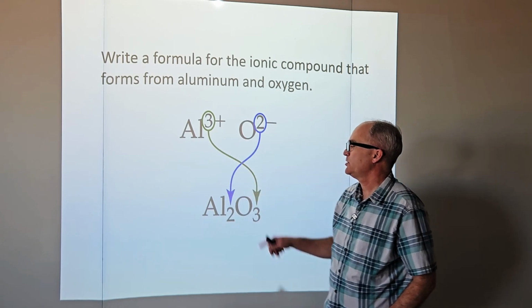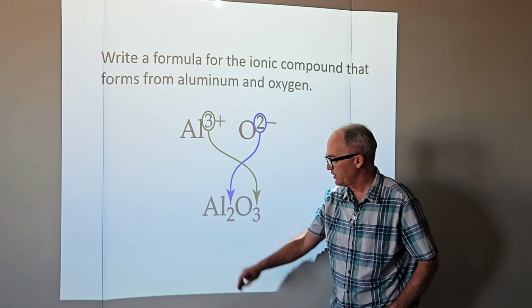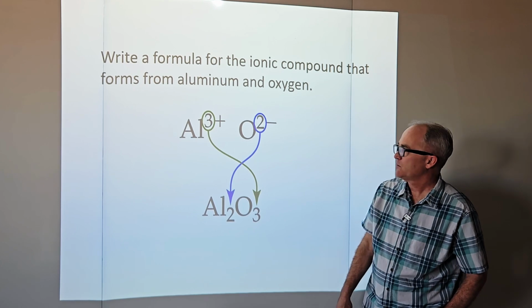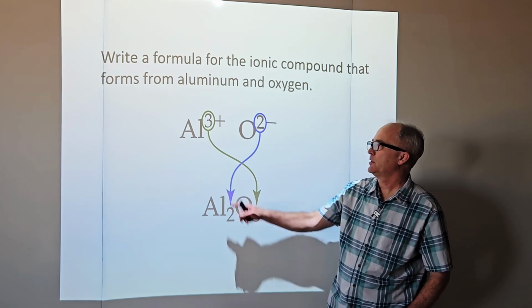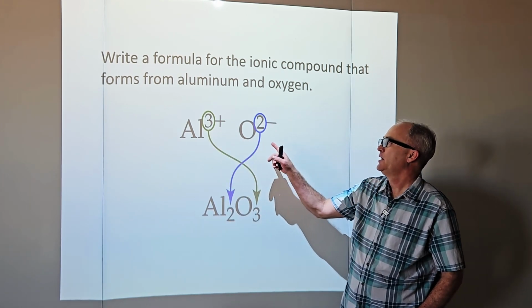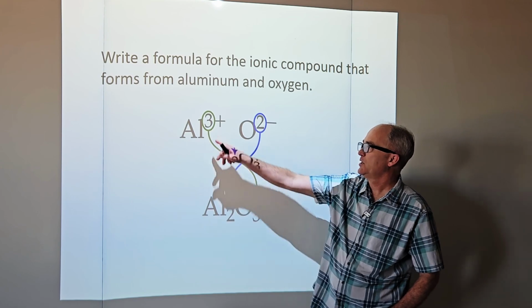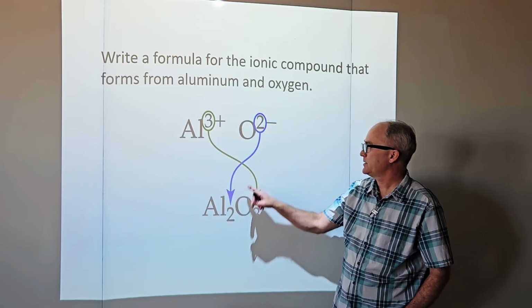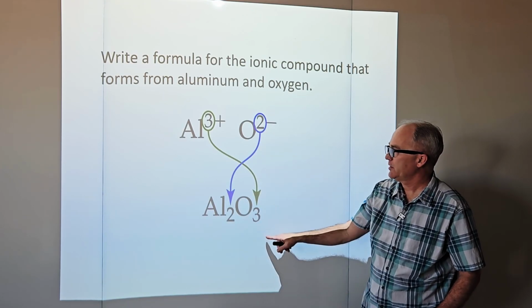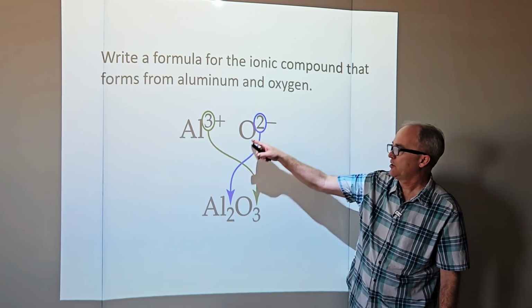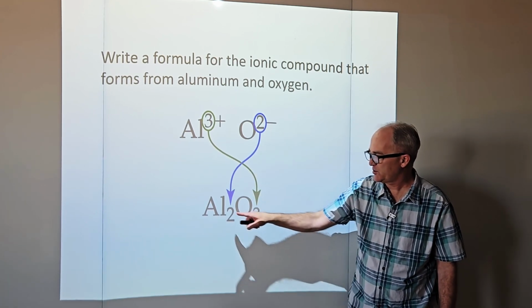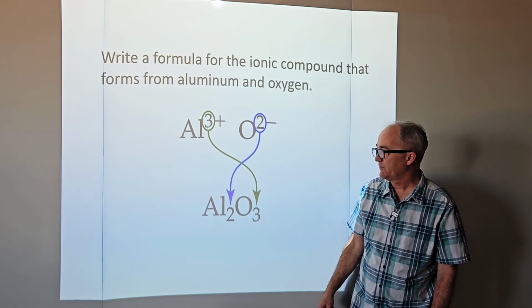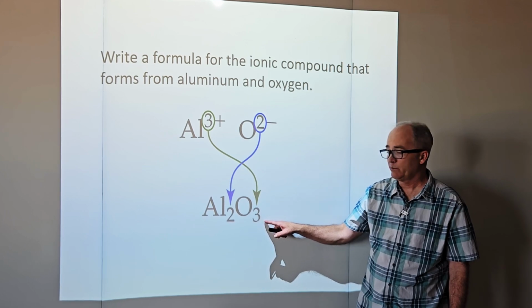Once we know the charges, we know they have to combine in such a way to be electrically neutral. So I typically ask, what's the least common multiple between 3 and 2? The answer is 6. 3 goes into 6 twice. 2 goes into 6 3 times. Or we swap the charges for subscripts, and the subscript gives us the number of that atom in the formula unit.